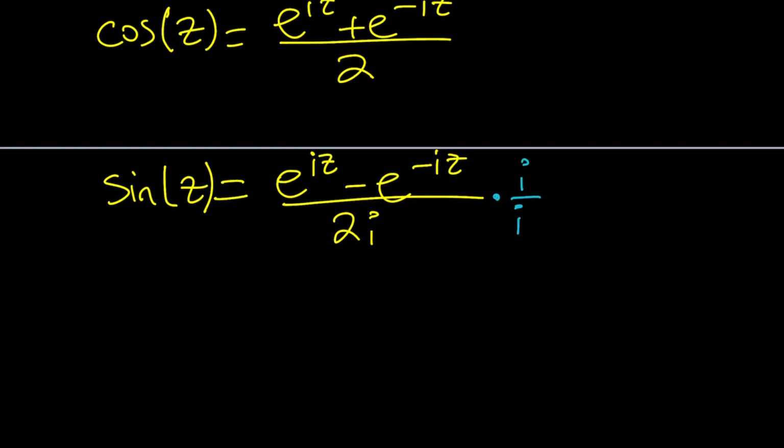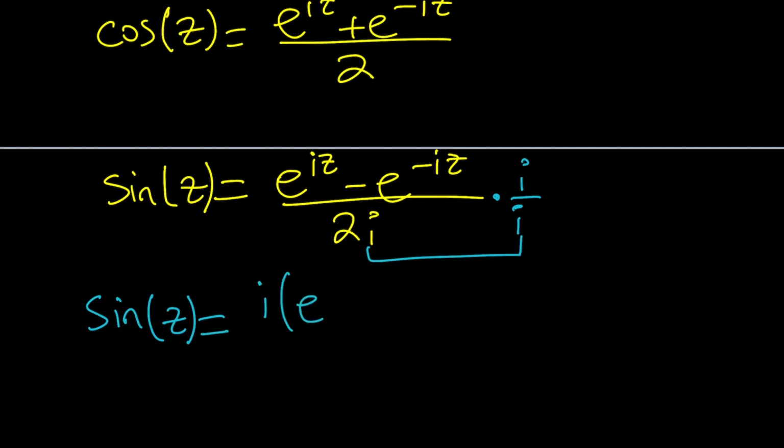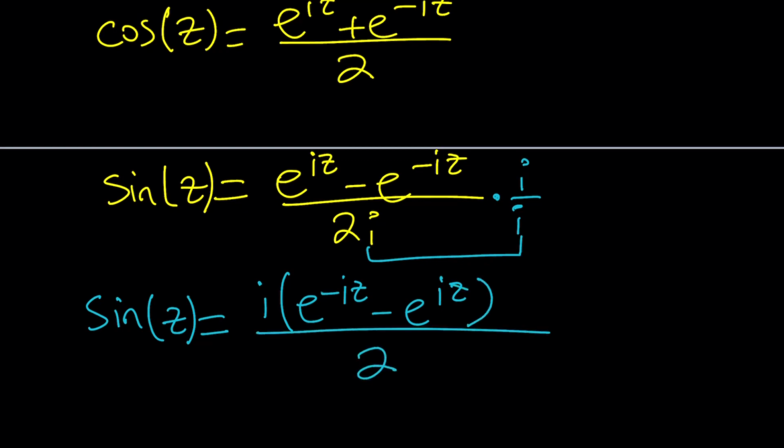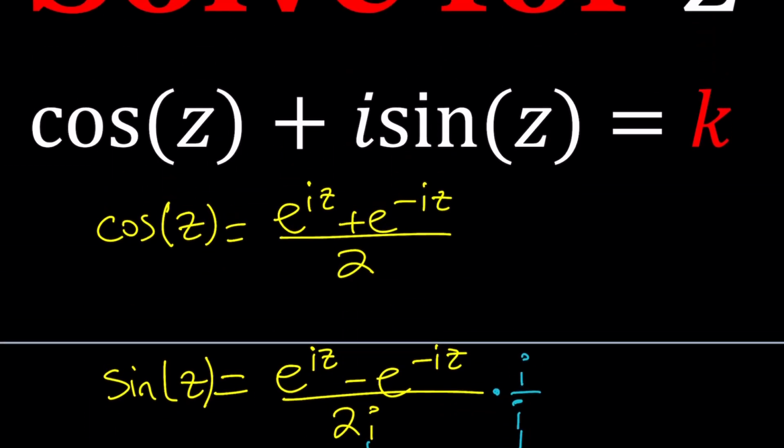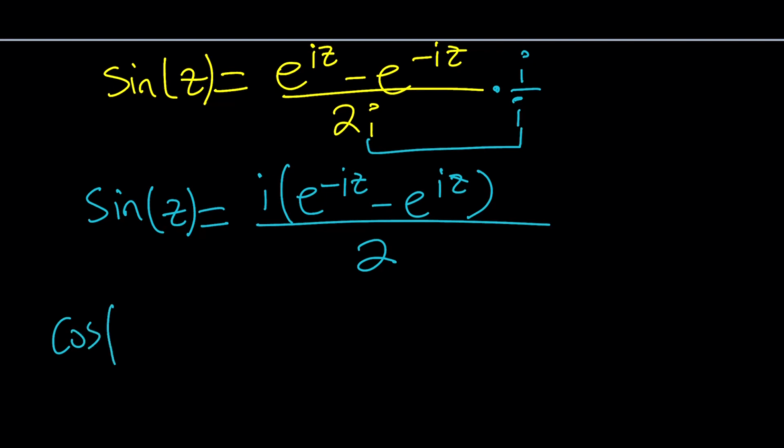And then we're going to get a negative i squared here, which is a negative 1. If you reflect that, you're going to get the following for sine z: i times e to the negative iz minus e to the iz, divided by 2. Okay, so that's going to be the value of sine z. That's the cosine z. And how do you get to cosine z plus i sine z from here? So if you go ahead and plug it in, you're going to get the following.